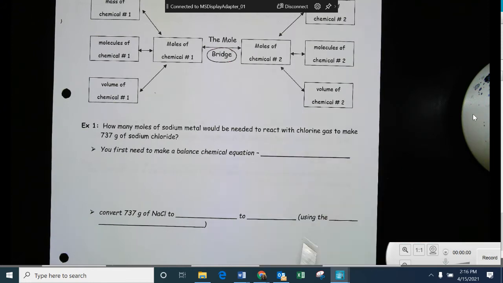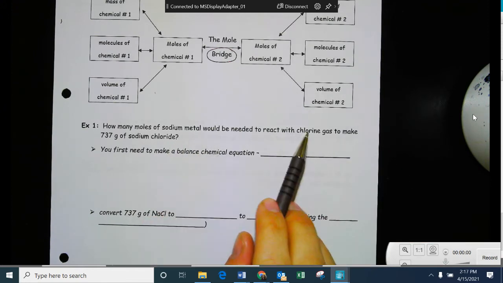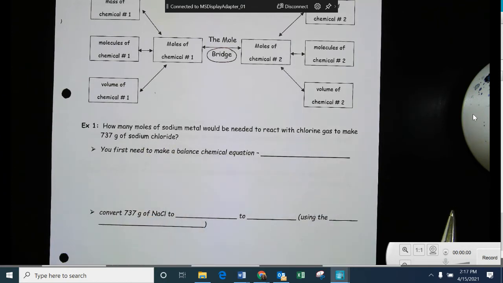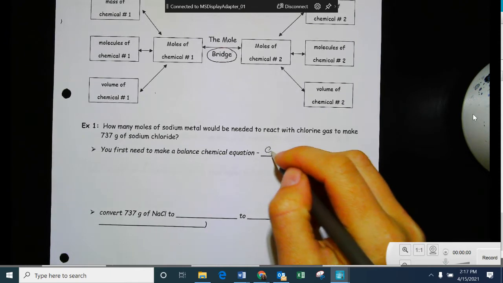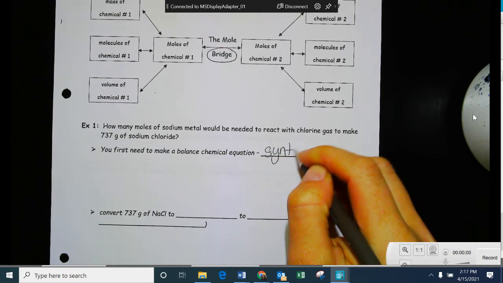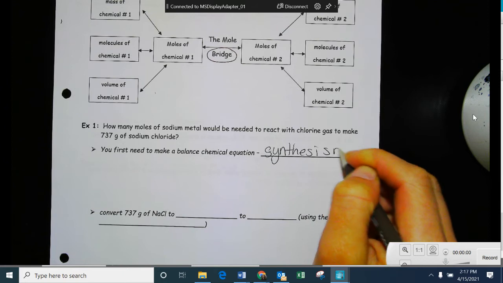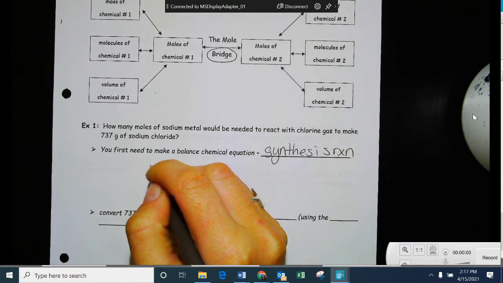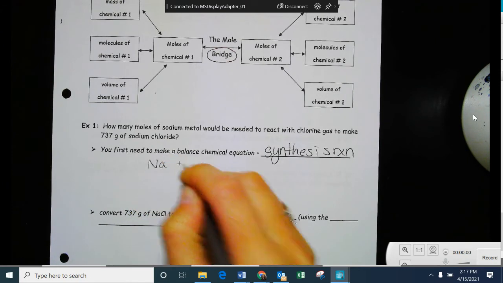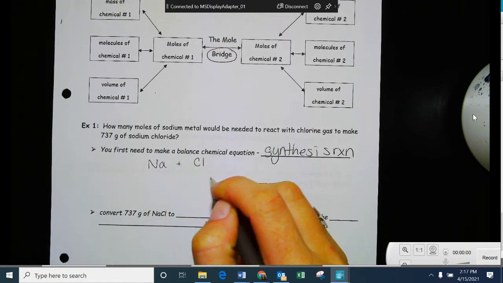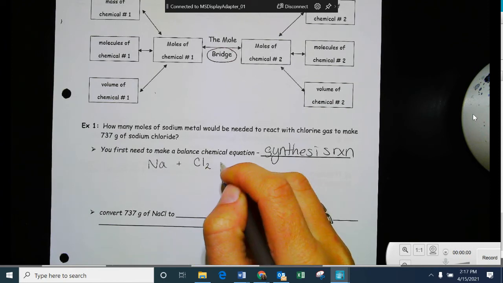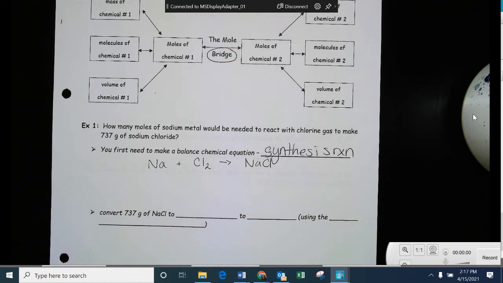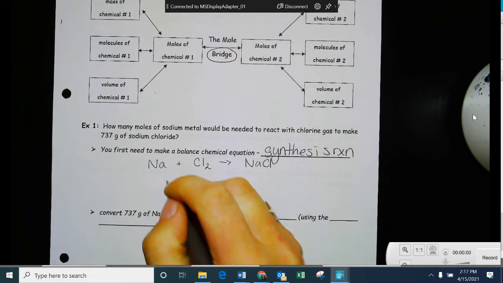This is what type of reaction? Sodium metal and chlorine gas to make sodium chloride. Yep, awesome. So that's a synthesis reaction. Okay, so we're going to go sodium plus chlorine, diatomic, sodium chloride. Oh, we do have the states.